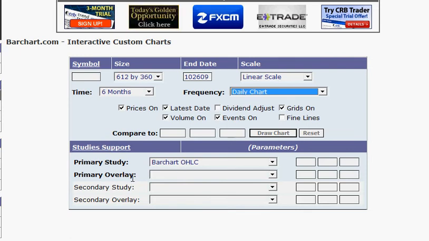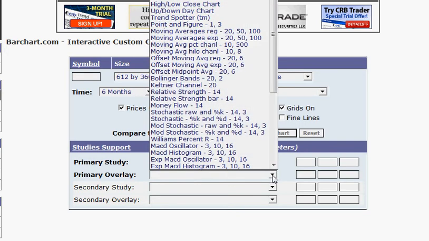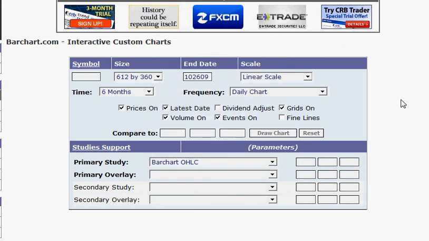And then primary overlay, that would be if you wanted to put in a technical indicator. So you'd hit this button and you'd go in and get whatever technical indicator you wanted. And so like say if we were going to put 20-day moving averages on IBM, we'd just click that moving averages right there and we'd get that, which I'm not going to do right now.